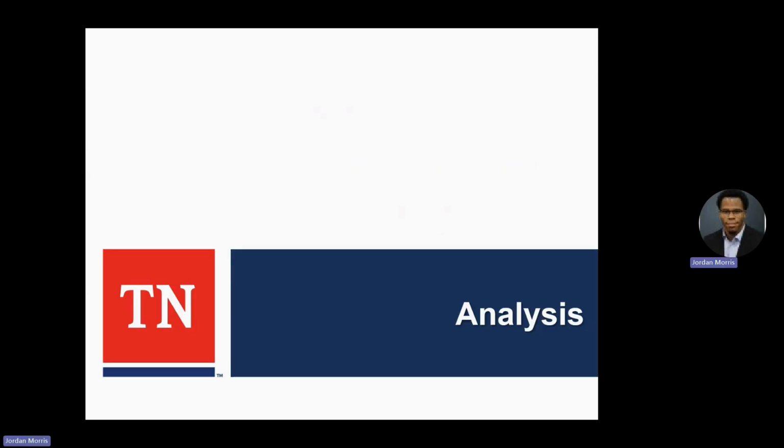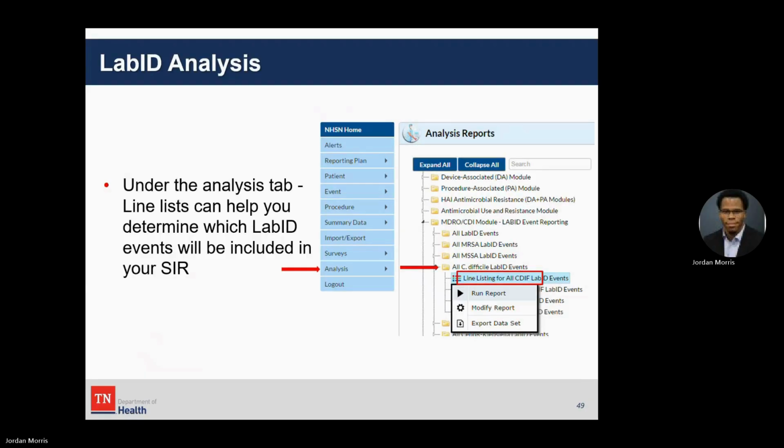All right, let's talk about the analysis. So this is the same analysis slide that was demonstrated for MRSA, but showing all C. diff LabID events instead. This is important because only incident hospital onset events count towards your SIR, and this will let you know which C. diff events are incident and count toward your SIR. You will go to analysis, all C. diff LabID events, line listing for all C. diff LabID events, and then run the report.